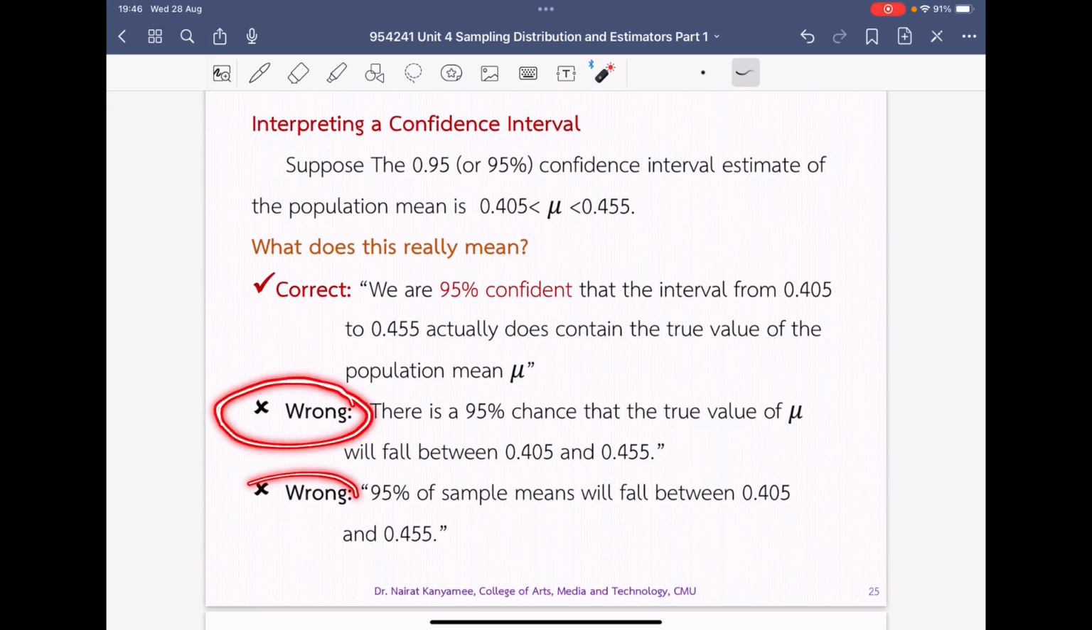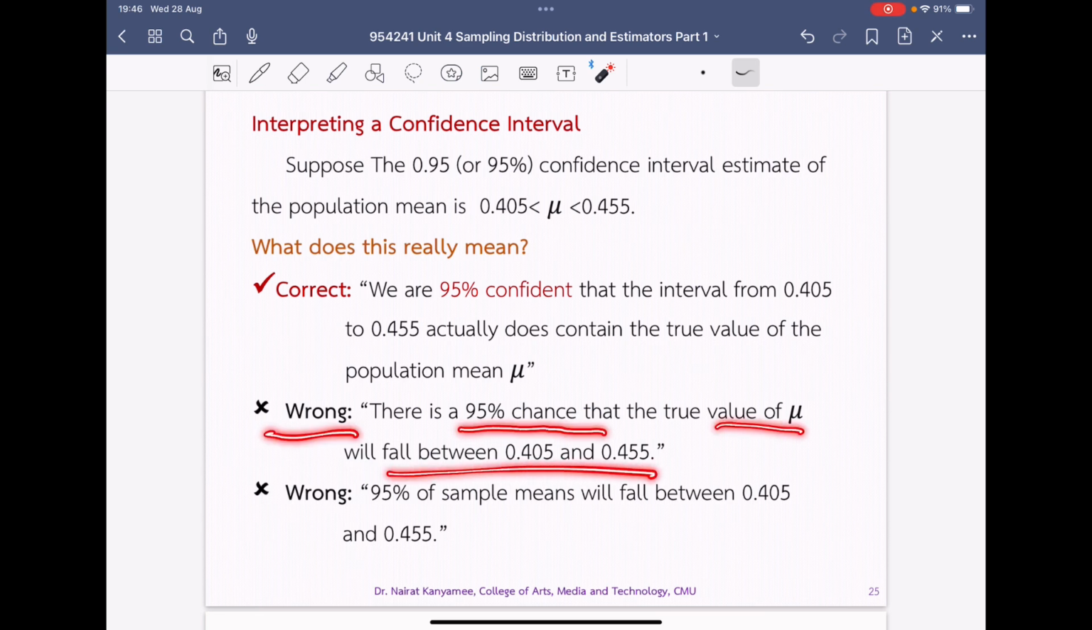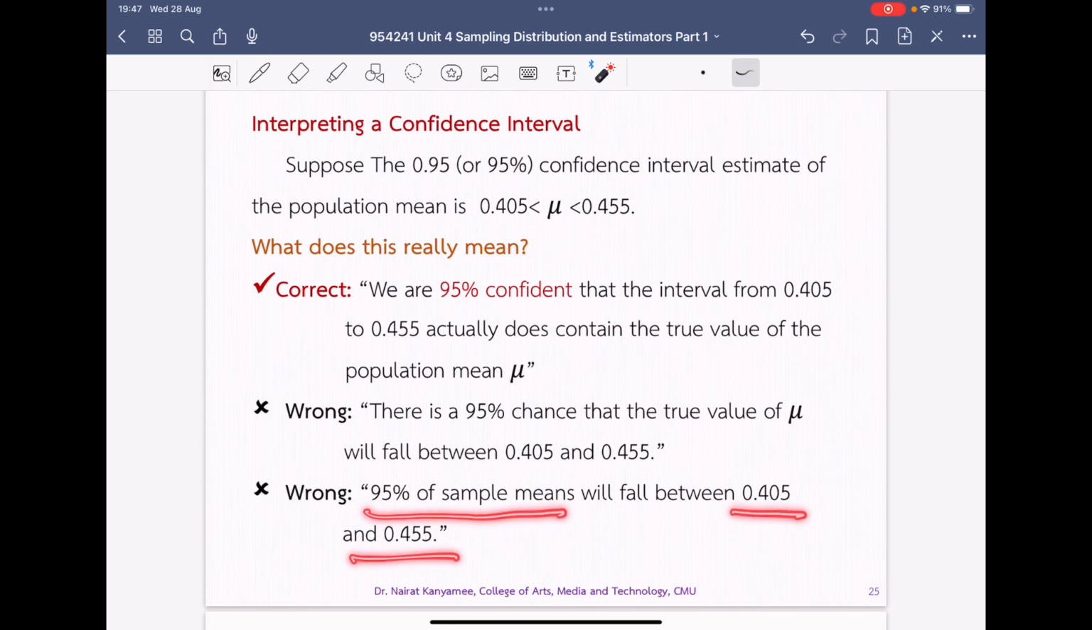And this is a wrong interpretation. It doesn't mean that there is a 95% chance that the true value falls between these. It doesn't mean that there is a chance of 95% that the mean lies in here, or that 95% of sample means will fall within this interval. No, it doesn't mean that. It only means that we are 95% confident that the mean is in here. Different meaning from the last two.